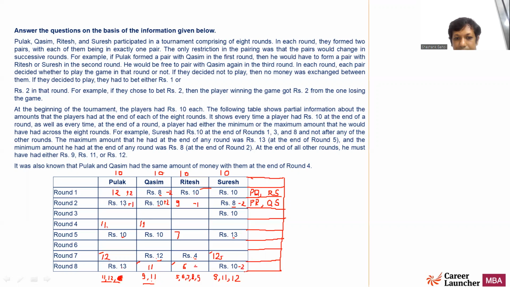So in this round, the person is winning 2 rupees. In this round, the person is losing 1 rupee. Now this pair is formed and this person is gaining 1 rupee. Again, this pair is formed. So I am going to get P and Q as one pair and R and S as another pair. So I'm just writing down the pairs. So this much information I have gathered so far.